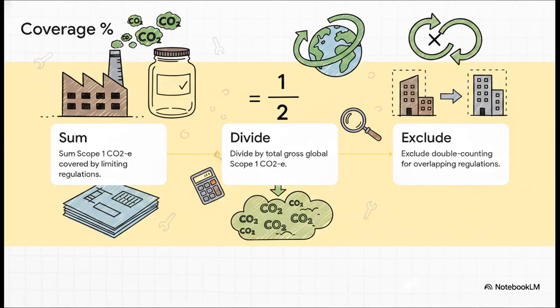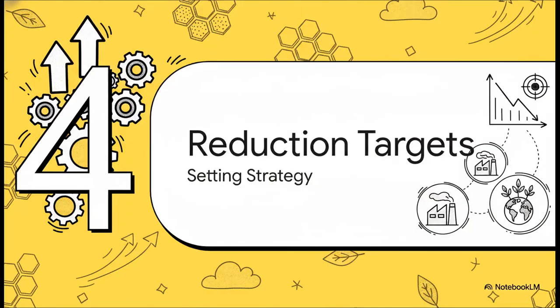Calculating this percentage is actually pretty straightforward. Step 1, sum up all your Scope 1 CO2e emissions that fall under those mandatory limiting regulations. Step 2, divide that number by the total gross global Scope 1 CO2e you calculated earlier. But step 3 is a vital guardrail. If your operations are subject to more than one overlapping regulation in a specific jurisdiction, you've got to be super careful to exclude double counting. A single emission unit can only be counted once in your numerator. Makes sense, right?